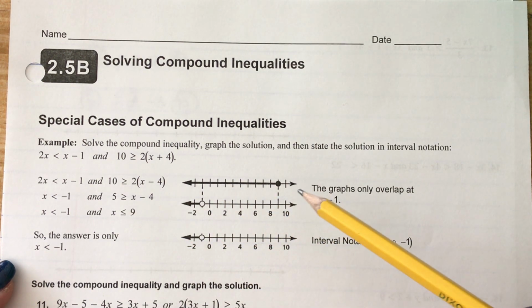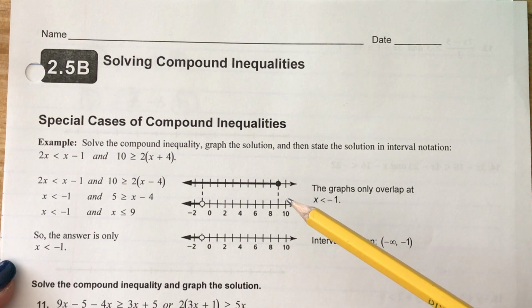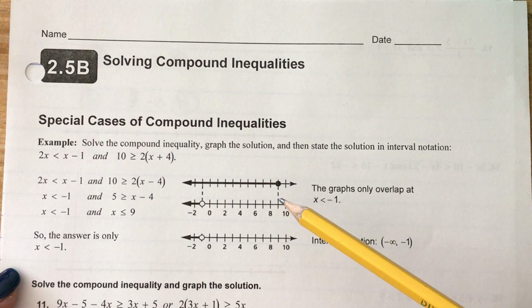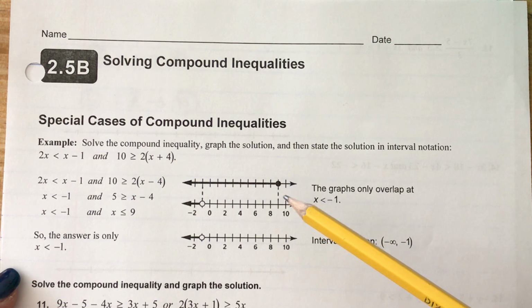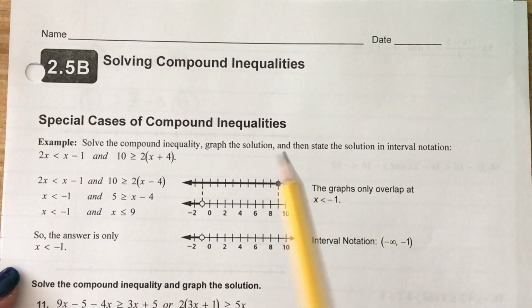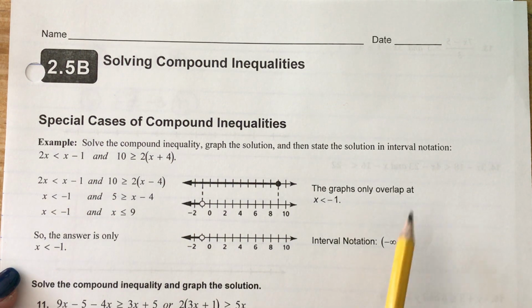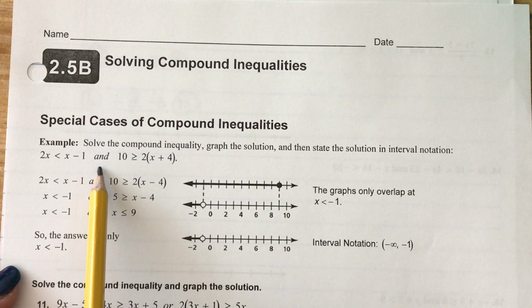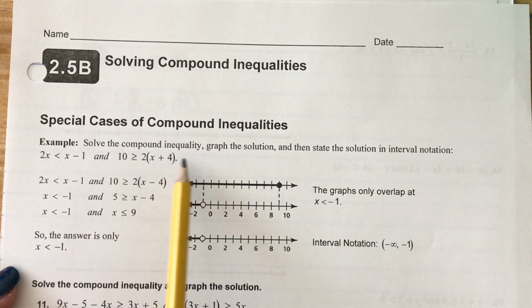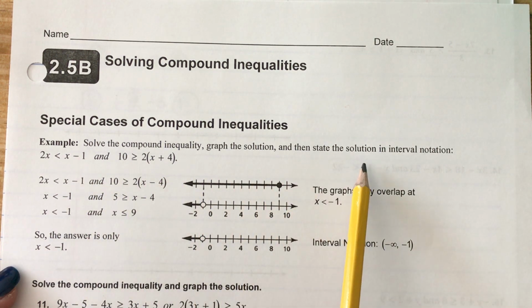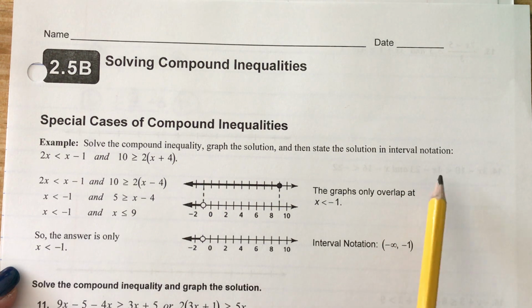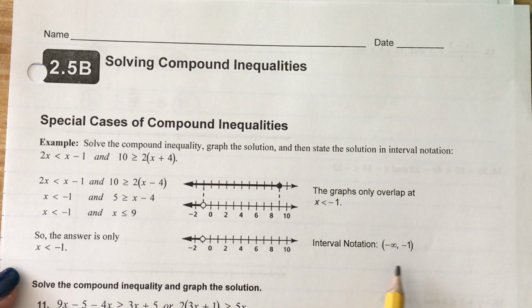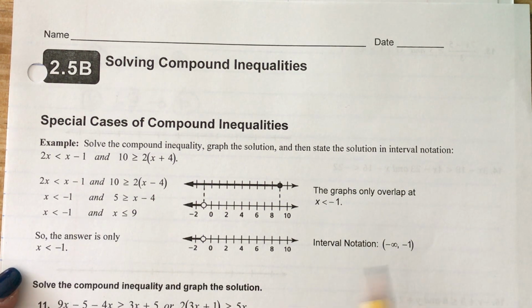It's going to take some deeper thinking. So there's not just a cookie cutter, one size fits all, but you really need to think about what your solution really means. So let's get started. One example is already done for you to give you the idea here. This is an and statement. They want you to solve the compound inequality, graph the solution, then state the solution in interval notation. So we're taking it to that next level and practicing that interval notation again.